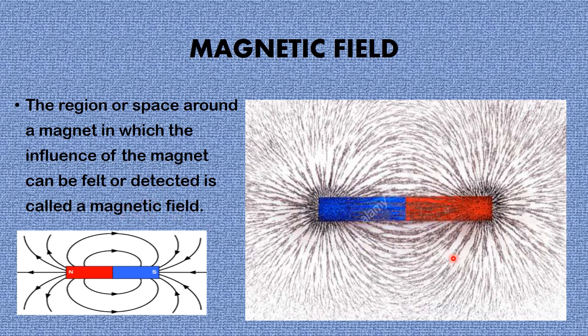This is a diagram of a magnetic field. You can see that in the region around this magnet we have iron filings. If you place this bar magnet into iron filings, it will give you this pattern showing the magnetic field, and diagrammatically you can see this is the magnetic field around here. It shows you the region where the magnetic force is felt.